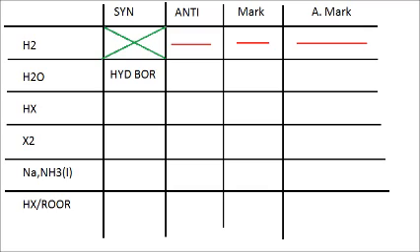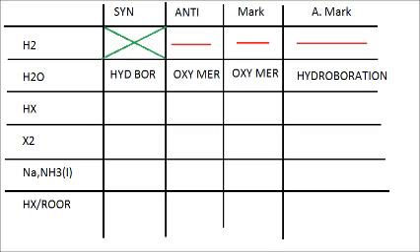So for syn addition, you want to use hydroboration oxidation. For anti-addition, you want to use oxymercuration demercuration. For Markovnikov, you want to use oxymercuration demercuration. That's a two-step process. And for anti-Markovnikov alcohols, you want to use hydroboration. That puts the alcohol, the OH group, at the less substituted side for anti-Markovnikov. The addition of HX, so like HCl or HBr, is always going to be anti, and it's always going to use Markovnikov addition.